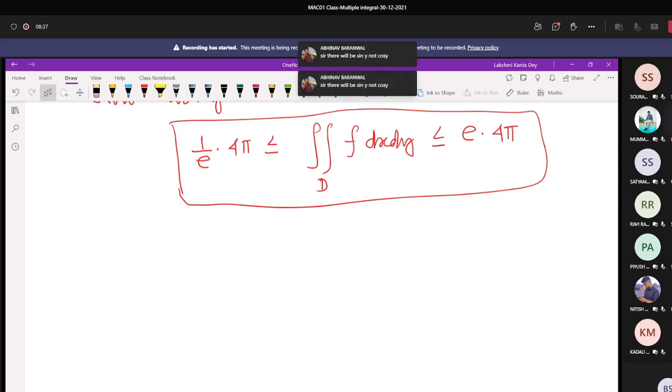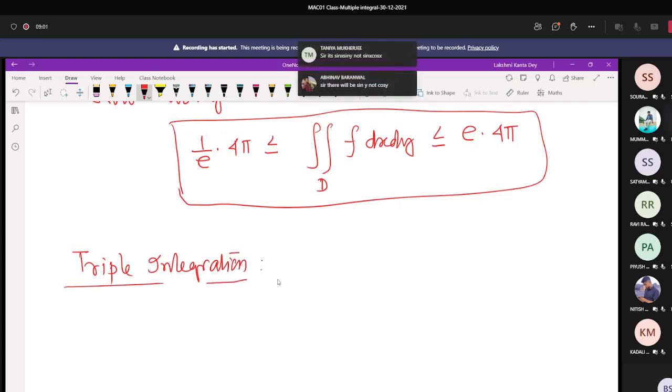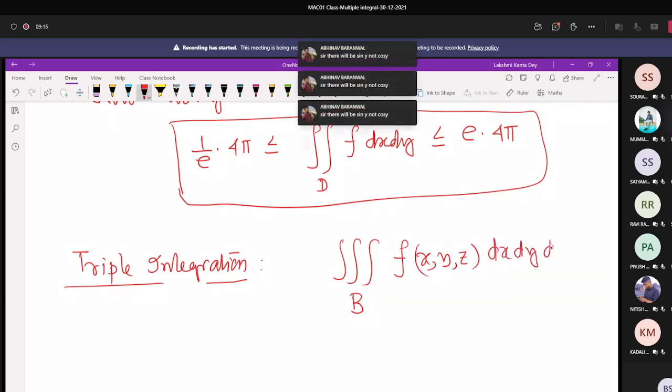Next, we would like to introduce your triple integration. Just initially, I would like to extend the concept. Then again, I will come back to your double integration certain parts. Okay, so triple integration, what is the notation-wise? This is simple. Initially, we take a box, a rectangular box, and the function is f(x, y, z) dx dy dz. Okay, or we can write dv.